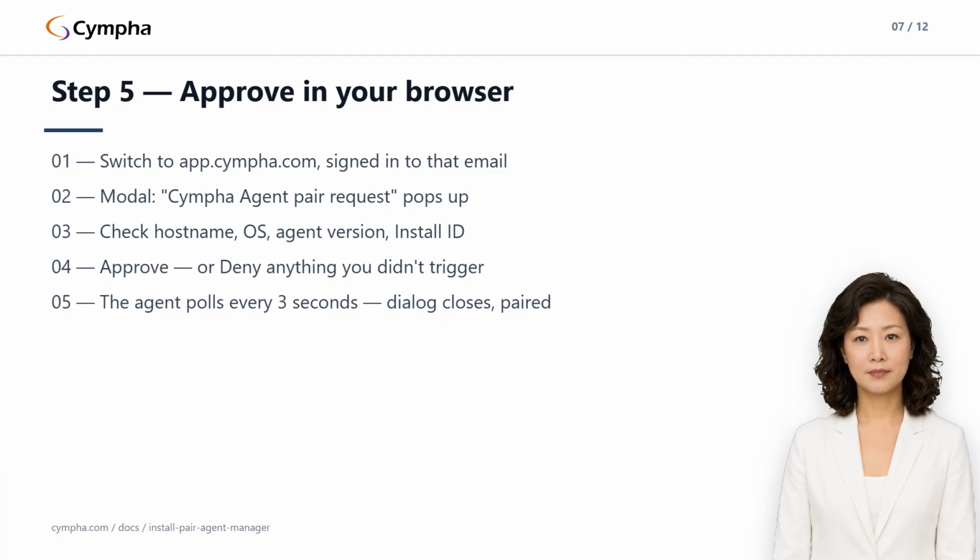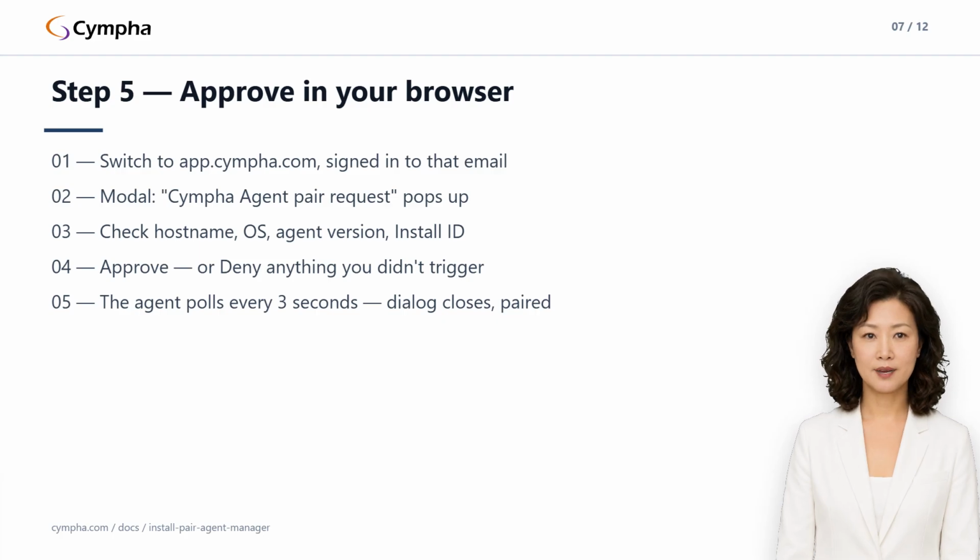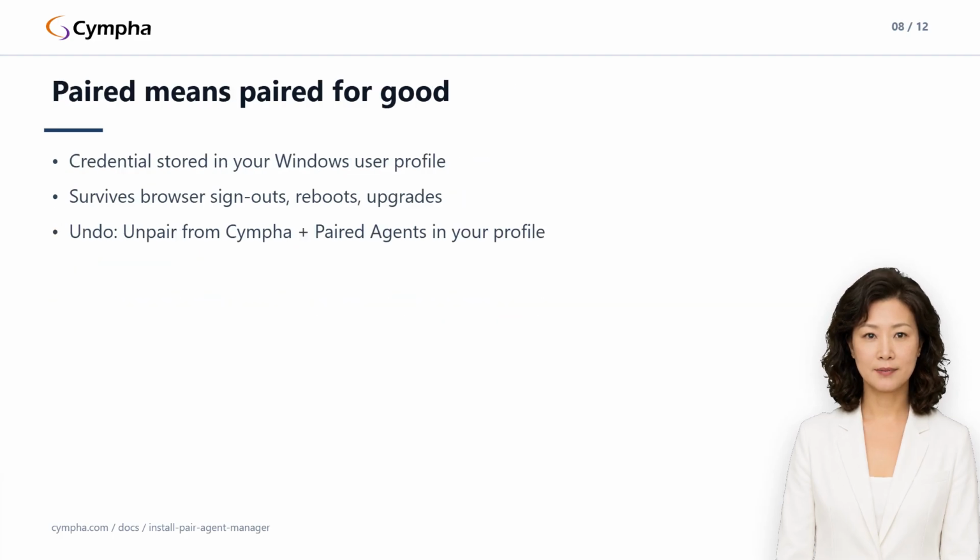The flip side, undoing it is deliberate, and it has 2 halves. On the workstation, Unpair from Cympha in the tray menu forgets the credentials stored on that machine. And on the account side, the paired agent section of your Cympha profile lists the machines you've paired. Remove a machine there to clean up the account's view of it. Machine side, account side: forget the credential, revoke the record.